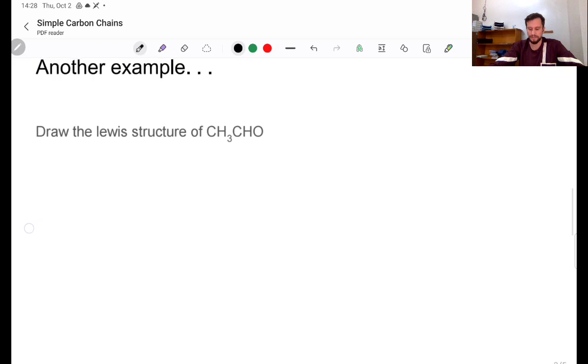Okay. Let's look at another example. Draw the Lewis structure of CH3CHO. So again, we draw that first carbon, and we're going to say that those three hydrogens after are connected to that first carbon. And then we have our next carbon, and it has an H and an O. So we can put the H, and that means that there's an O, and to fill in the number of bonds needed, that will be a double bond.